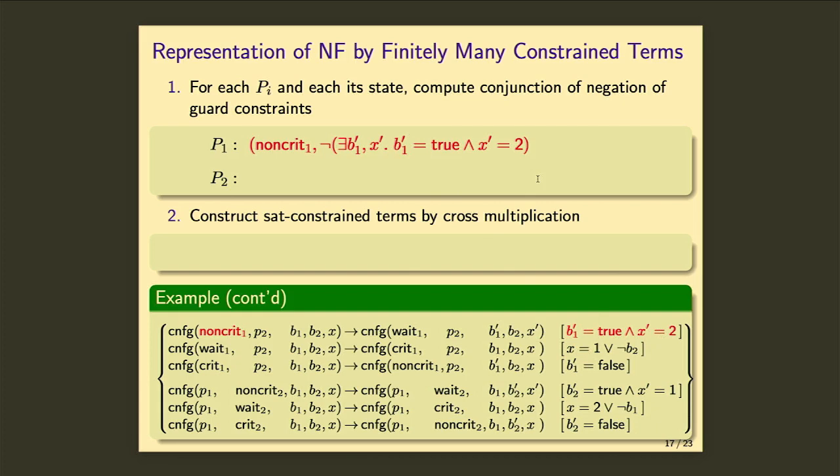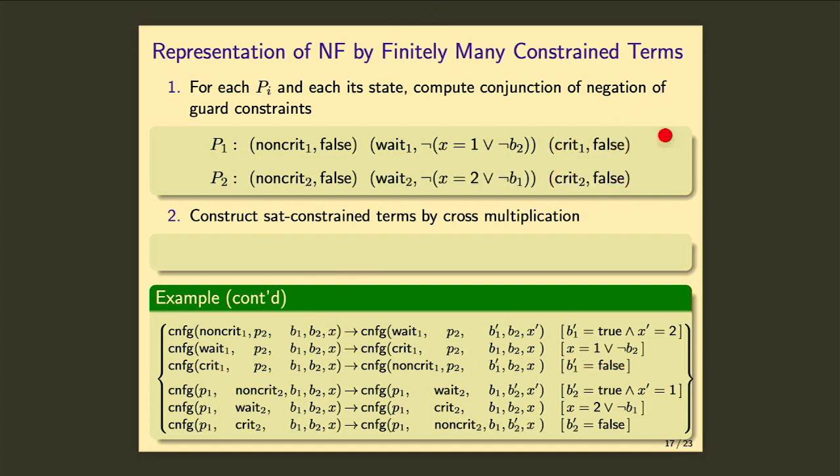But this guard is existentially quantified, so the negation of this guard is just false. And then wait: the guard of this is x equal 1 or not b2, so the negation of this guard is this. And then crit: the guard is b1 prime equal false. So it is the same as the guard of non-crit, so the negation of this guard is false.